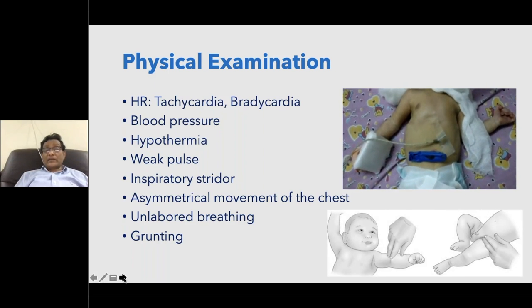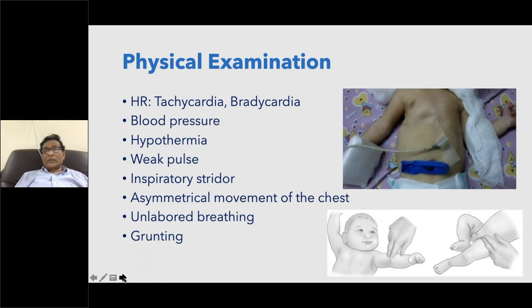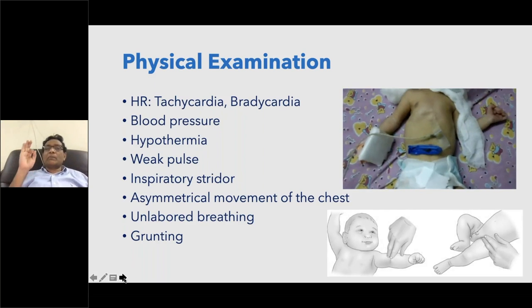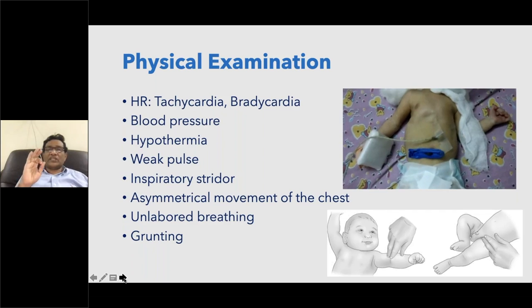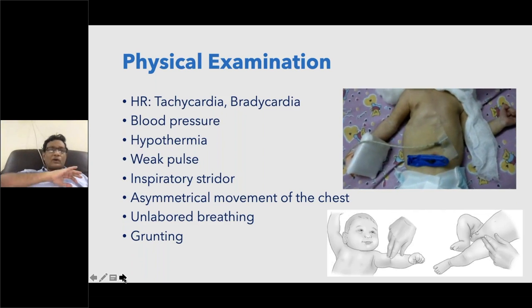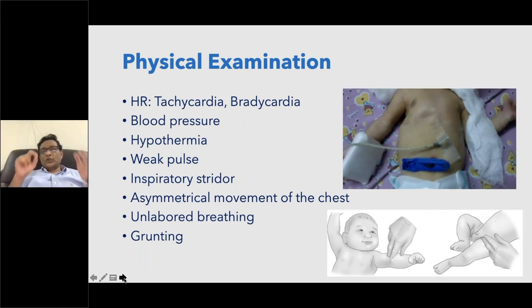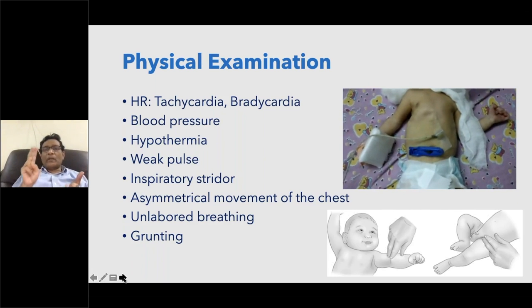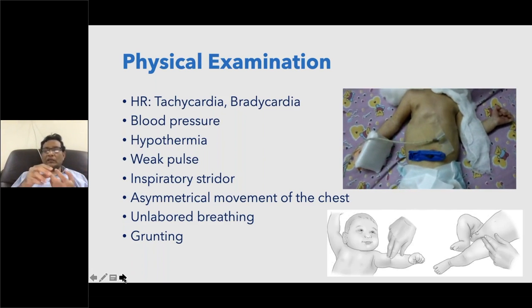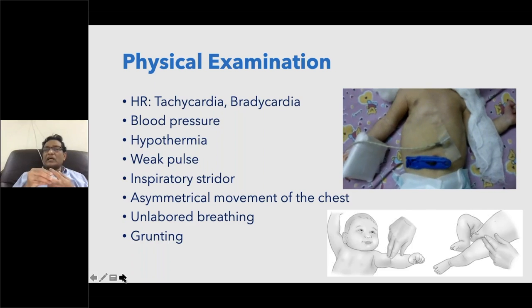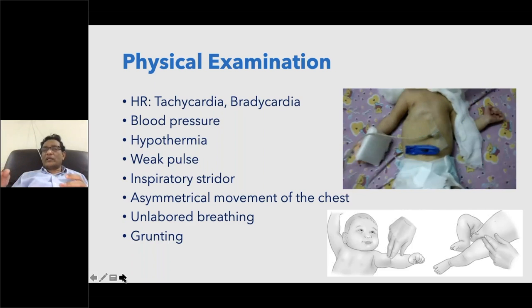So the important thing is femoral arterial pulsations. Pre-discharge femoral arterial pulsation checking is mandatory for all neonatal babies. You have to document two important things at the time of discharge. One is pulse oximetry saturation of the upper limb and lower limb.